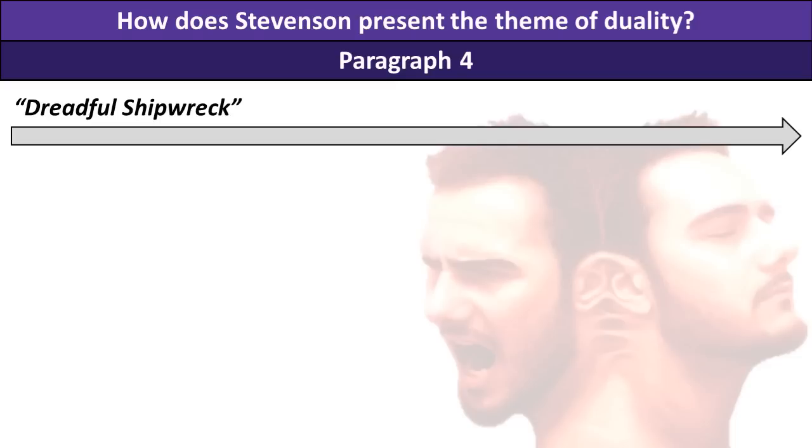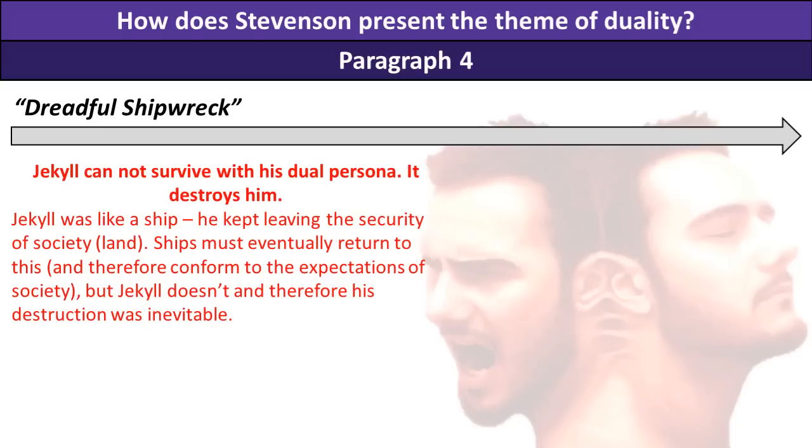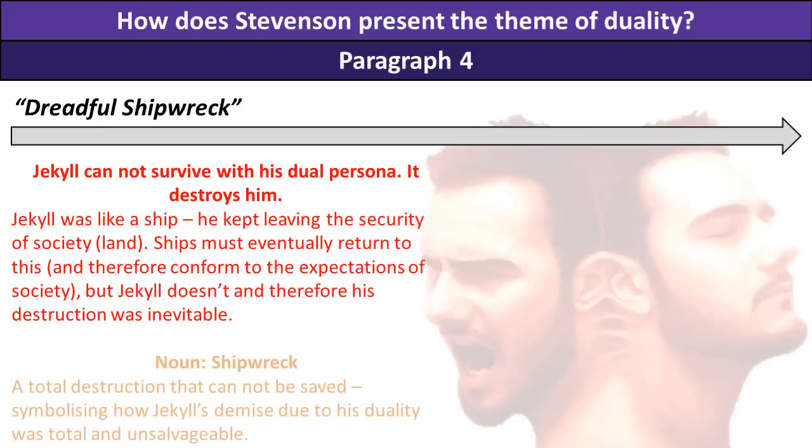Then my last paragraph is going to be on this, the dreadful shipwreck that Jekyll condemns himself to as a result of living with Hyde. He cannot survive his dual persona, it destroys him. So Jekyll was like a ship. He kept leaving the security of society the same way a ship leaves land, but ships must eventually return to this and therefore conform to the expectation of society. However, Jekyll doesn't, and therefore his destruction was inevitable.